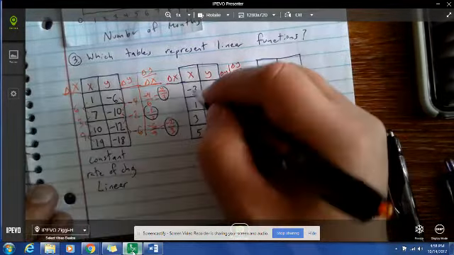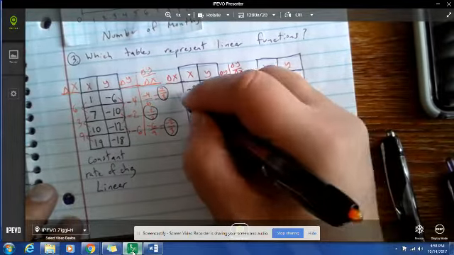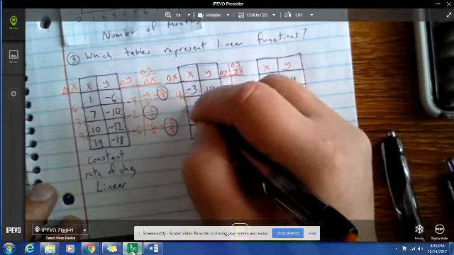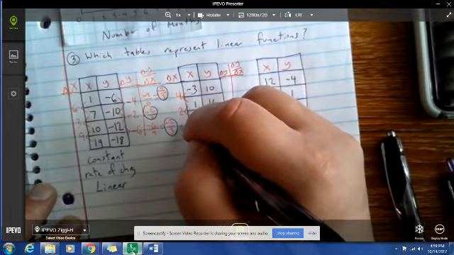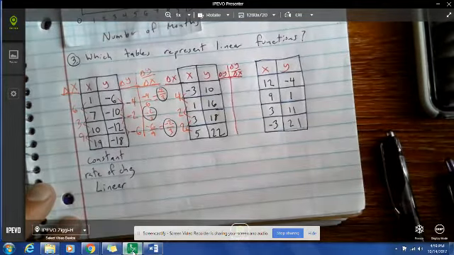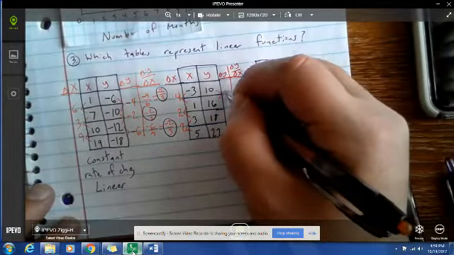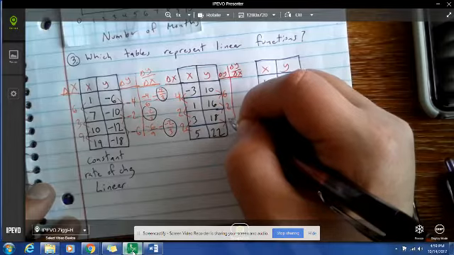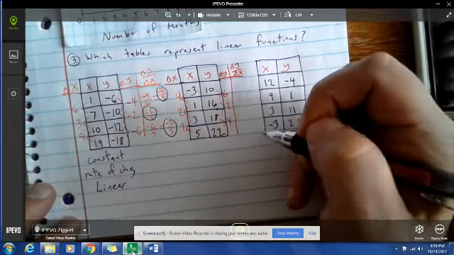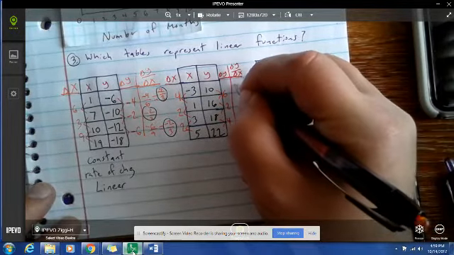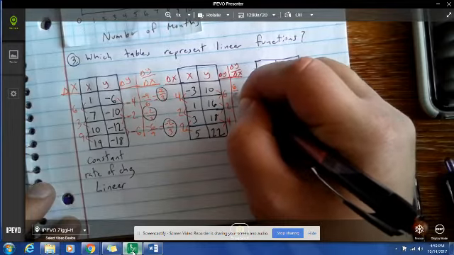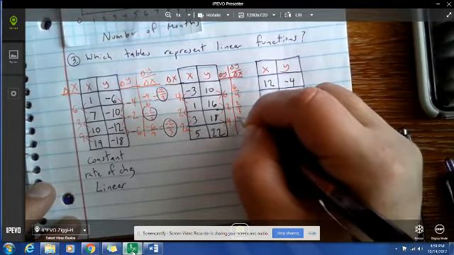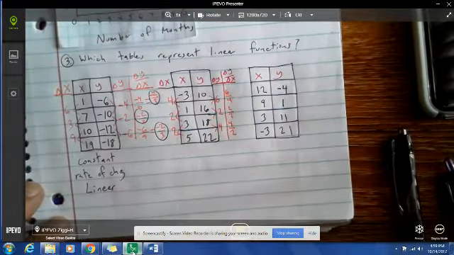So let's do this. So change in x. Negative 3 to 1 is a jump of 4. 1 to 3 is a jump of 2. 3 to 5 is a jump of 2. 10 to 16 is a jump of 6. 16 to 18 is a jump of 2. 18 to 22 is a jump of 4. So we have 6 over 4, 2 over 2, and 4 over 2.